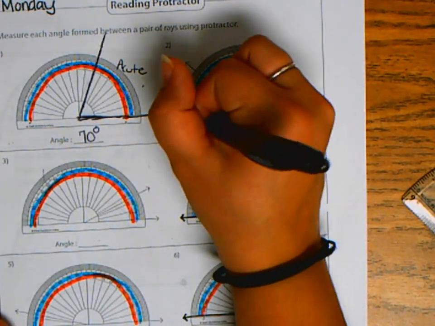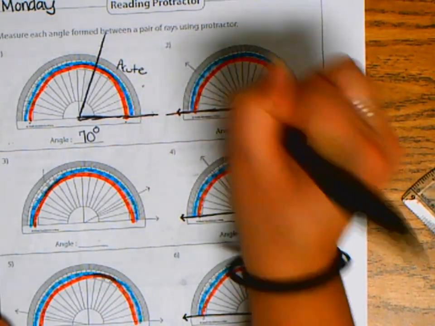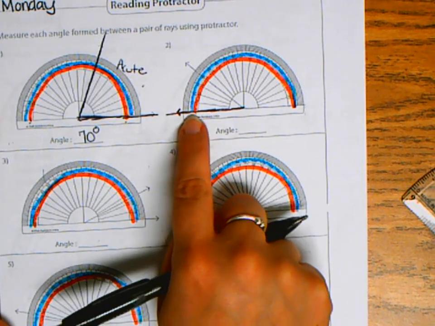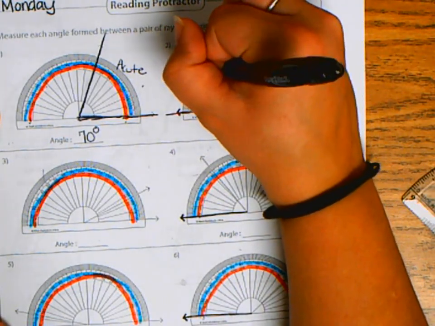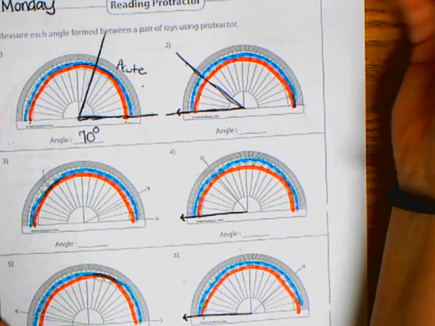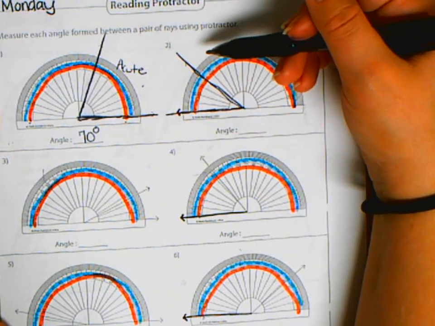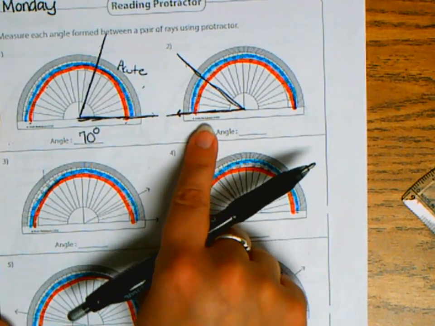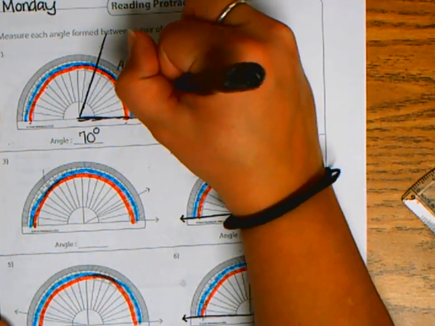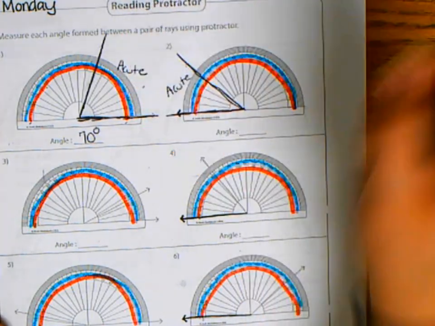Now let's look at this one. Notice we're still starting at 0 because we're on this baseline. And this time we're going up and we go through the numbers 140 and 40. So I'm going to look at this. This angle is still an acute angle. It's still less than 90, right?